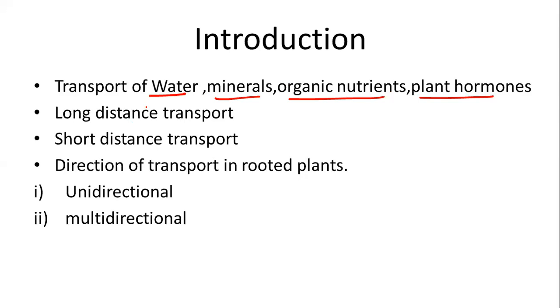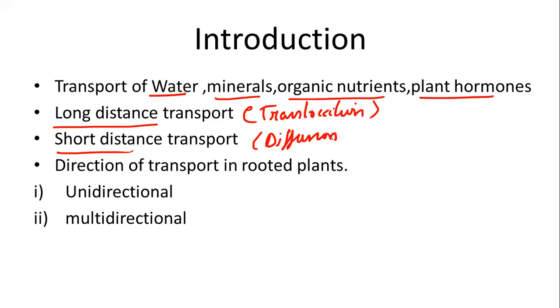This transport is usually classified based on distance, how much it is getting traveled. If those substances are traveling a long distance, then it is called long distance transport. Or if it travels a short distance, then it is called short distance transport. In a keyword, long distance means translocation takes place, whereas in short distance diffusion takes place. Diffusion is nothing but substances moving from higher concentration to lower concentration. That is called short distance.